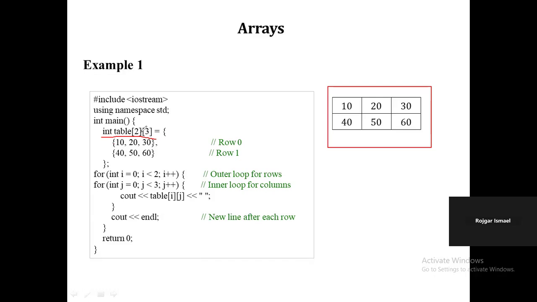2 is the number of rows, 3 is the number of columns, equal to, open the curly brace. Then you have to input your tables, 10, 20, 30 as a first row, then entering second row, second element, it means index number 1, 40, 50, 60, then close the curly brace.